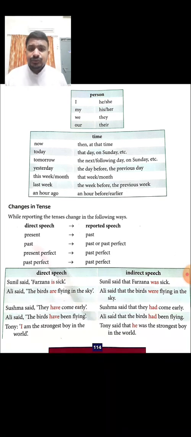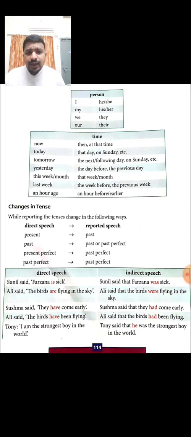Now, time. "Now" will be changed to "then" or "at that time." "Today" can be changed to "that day," or "on Sunday," "on Monday," etc. "Tomorrow" becomes "the next day" or "the following day," or "on Sunday" or "Monday." "Yesterday" becomes "the day before" or "the previous day." "This week" or "month" becomes "that week" or "that month." "Last week" becomes "the week before" or "the previous week." "An hour ago" becomes "an hour before" or "earlier."